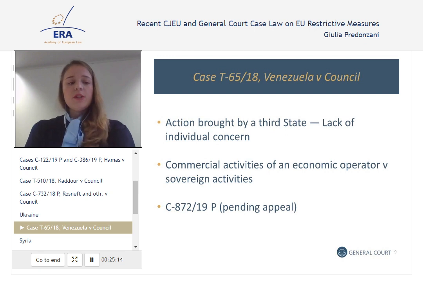And therefore, the General Court found that the restrictive measures introduced by the Council could not be regarded as affecting as such the legal situation of the Bolivarian Republic of Venezuela, and therefore rejected as inadmissible the application which was lodged.